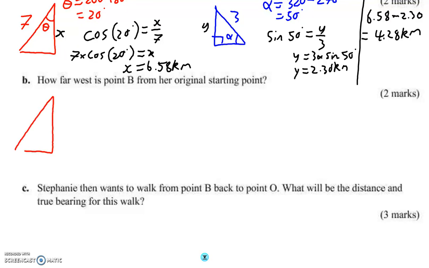My red triangle. We now know that this is 20 degrees. We know that this is 7, and we are looking for C. We can say that sine of 20 degrees equals C over 7. C equals sine 20 degrees times 7. C equals 2.39 kilometers.